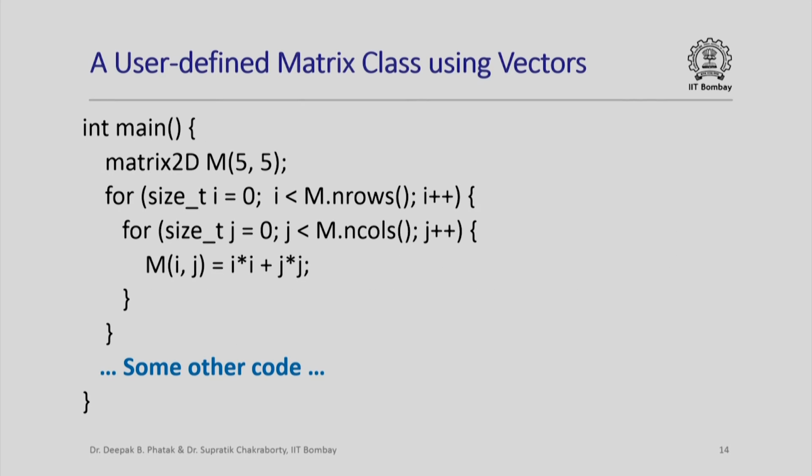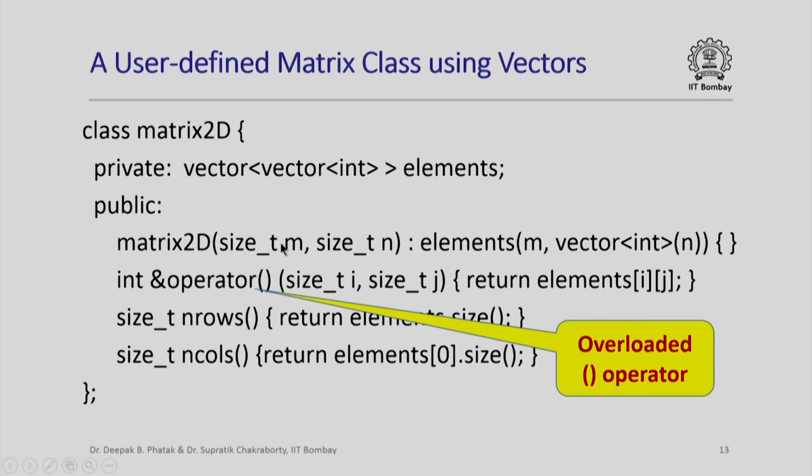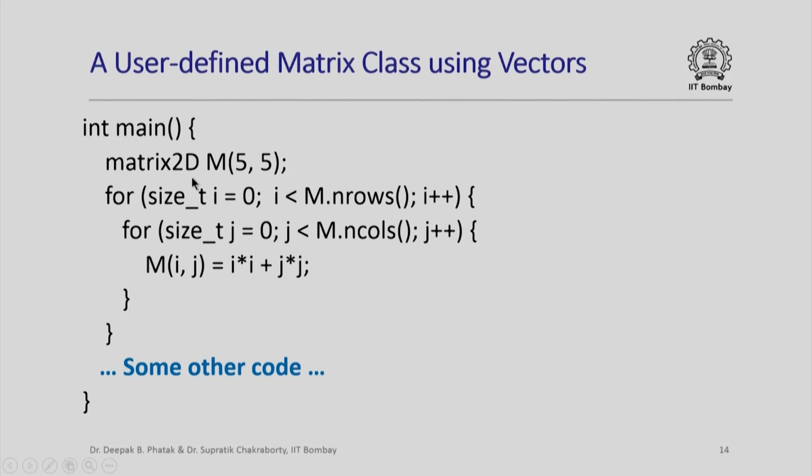So here is an example of a simple user program that makes use of the matrix2D class that we just saw. In this program, I have declared an object M of class matrix2D and I have passed 5 and 5 as the parameters to the constructor function. If you recall, the constructor function will take these two parameters, m is 5 and n is 5, and it will simply create a vector of size 5 where each element of that vector is again an integer vector of size 5.